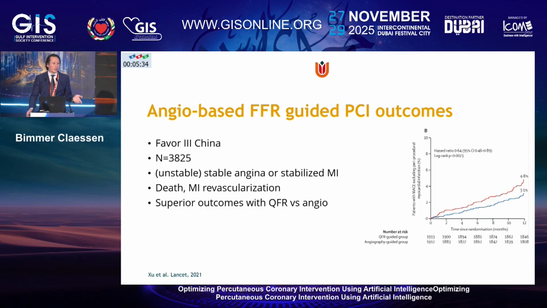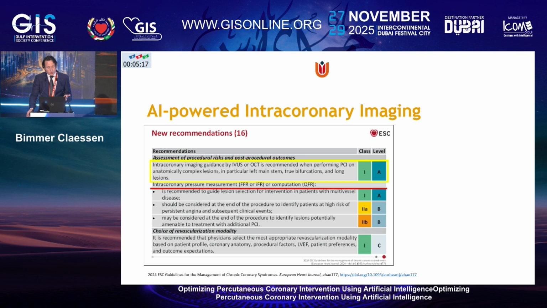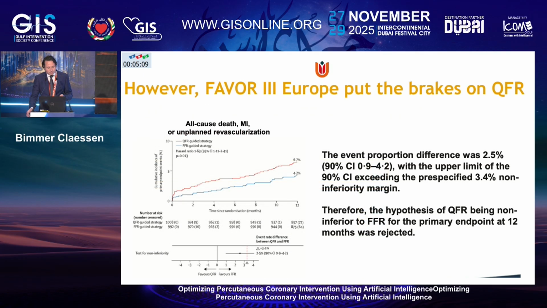This is FAVOR III China, almost 4,000 patients, where they did a standard angio-based PCI versus a QFR-based PCI. And that led to a reduced number of interventions in the QFR group, but also to improved outcomes. As a result, QFR was actually included in the guidelines, and it is now equivalent to FFR or iFR in the most recent guidelines. But then, FAVOR III Europe really put the brakes on QFR.